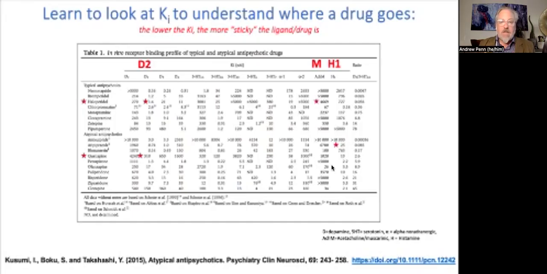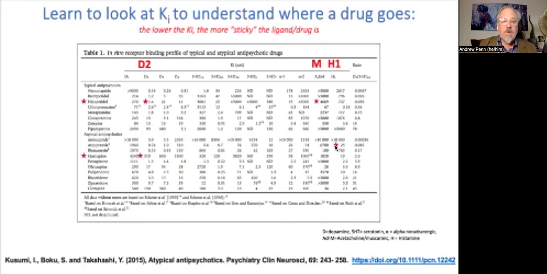Now, when we pay attention to the histamine receptor, that matters because this is something that's going to not only contribute to weight gain, but also sedation. So let's take a look at a couple of different drugs. Let's go across from olanzapine here. Olanzapine has a Ki on that histamine receptor of 2.2. So it's quite sticky on the histamine receptor. This is going to make a significant contribution to the sedating effects of olanzapine.